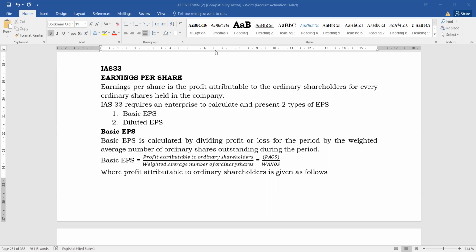So let's say, for example, you hold some shares in Safaricom, or you hold some shares in KQ. Right now, KQ has been doing badly. If KQ was supposed to pay you the relevant profit on the shares held, remember that they have to compute earnings per share. So earnings per share is all about the profit attributable to ordinary shareholders for every ordinary share held in the company.